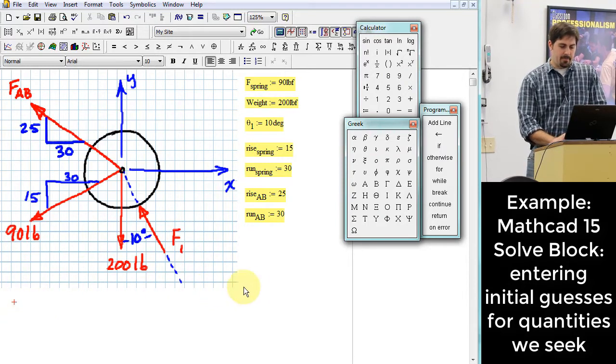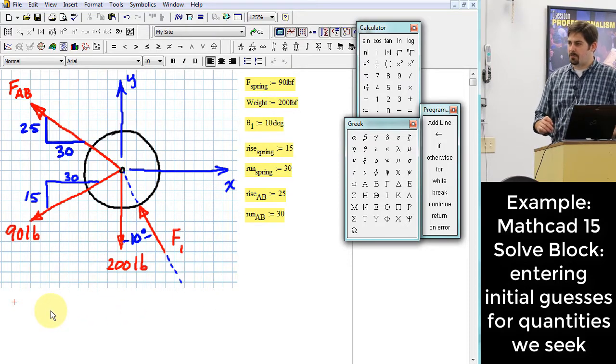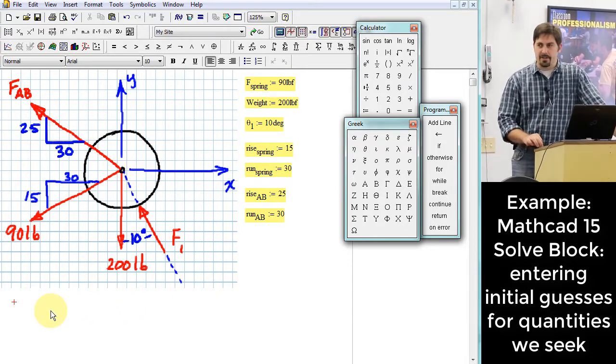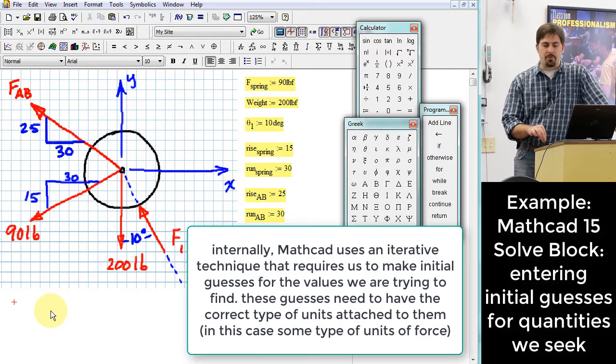So the first thing you need to know for a solve block is that internally, Mathcad is doing a numerical method for the solution to that solve block. Here's what that means. It is a very sophisticated guess and check technique. It's not just a blind guess and check, but it is a guess and check style of technique, which means it needs to have an initial guess for it to try, and then it will try that out, see if it works, figure out how bad it is, and try something new. Under the hood, that's what Mathcad is doing.